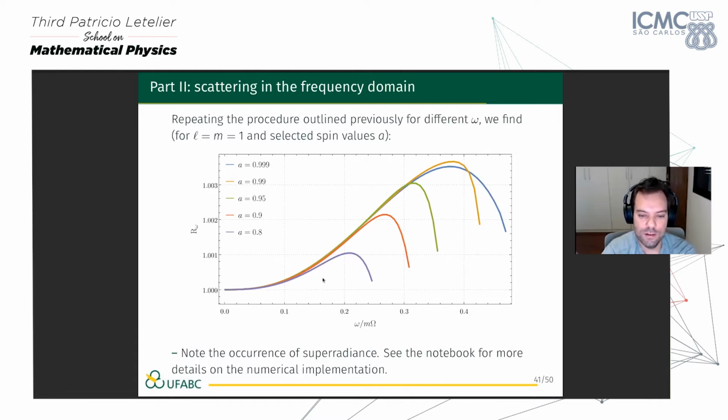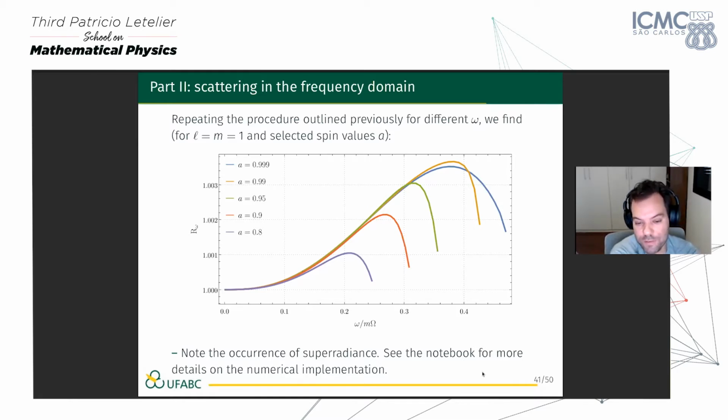And you can see here, take for instance a spin of 0.8, that the reflection coefficient starts at 1. So for very small frequencies, everything that goes in gets back, so it's reflected. But as you increase the frequency, this reflection coefficient starts increasing, then it reaches a maximum, and then it starts decreasing again. Here the plot stops, but if you keep going, you see that it crosses R equals 1, and then it goes to numbers that are smaller than 1.